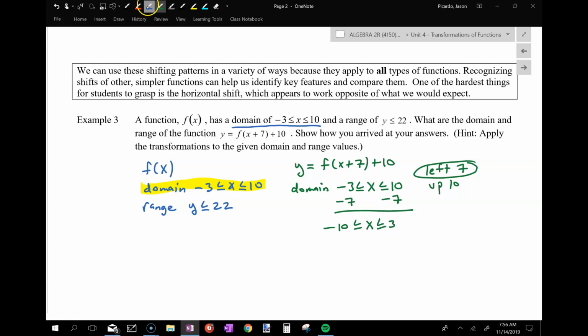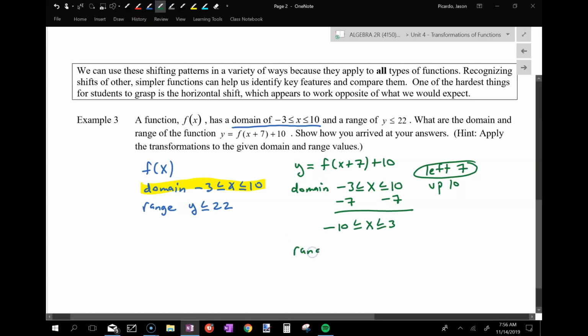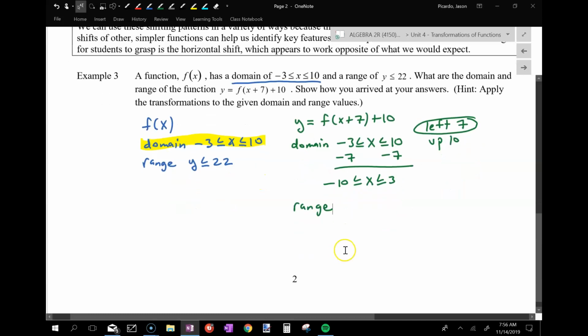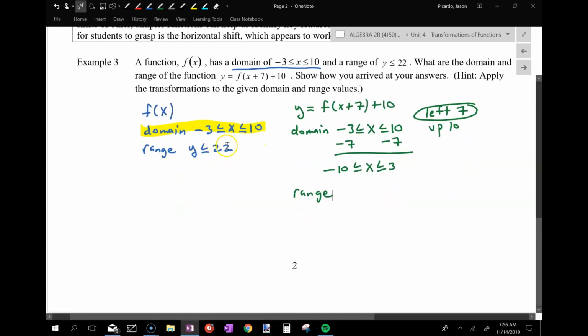My range, which was this, now I'm going up 10, which means the y values are going to increase by 10. And there's your new domain and range.